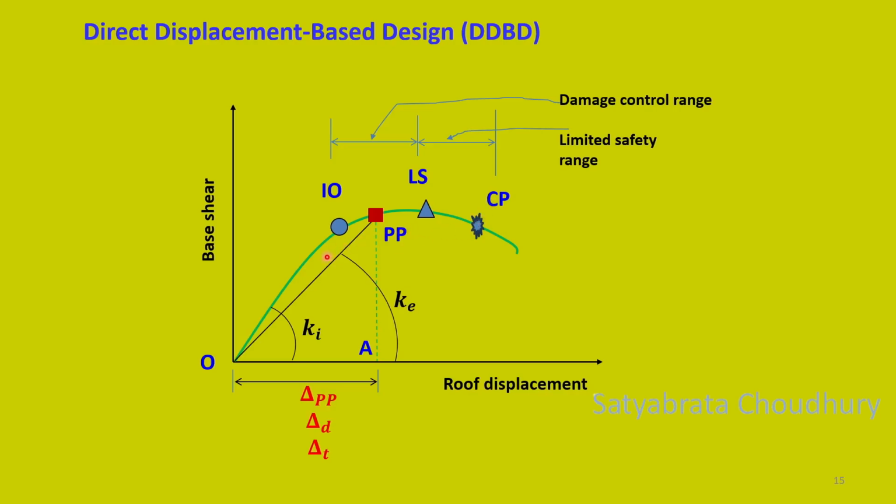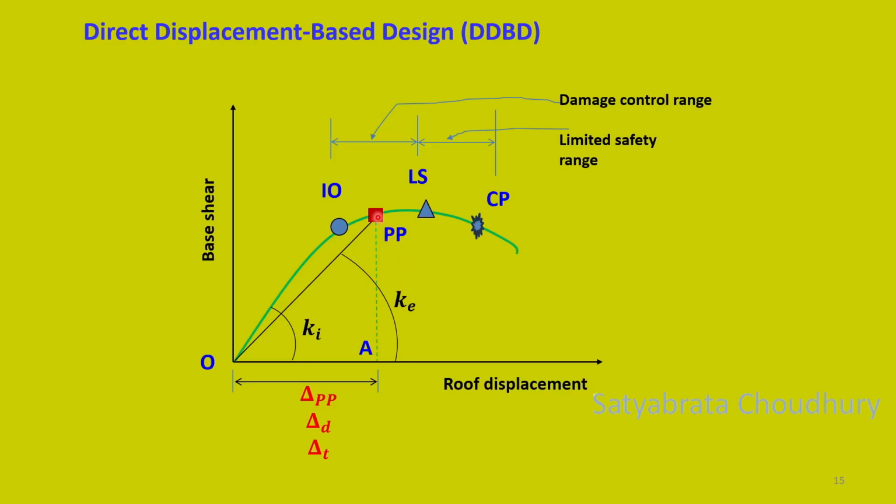In between I want to design my building for certain damage. So damage ranges are given here. The discrete point IO is one damage state, LS is another discrete damage state, CP is another discrete damage state. In between IO and LS you have the damage control range, and in between LS and CP you have the limited safety range. You can design your building for any damage state.